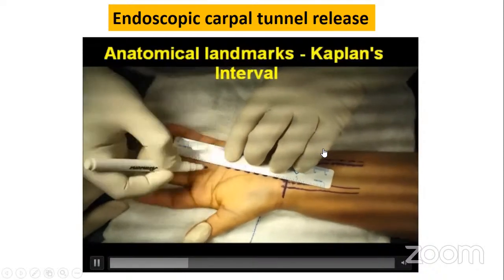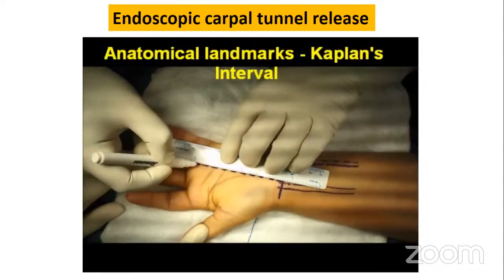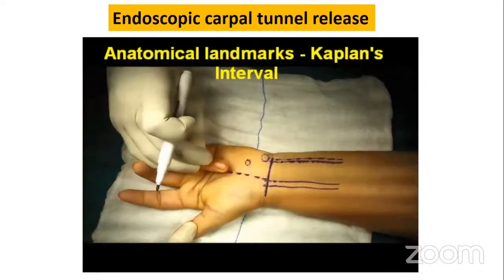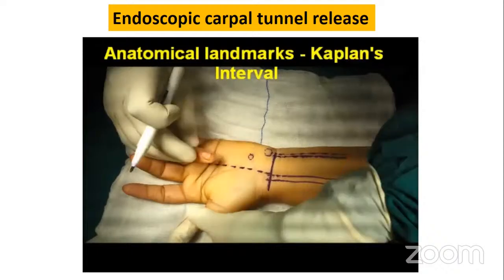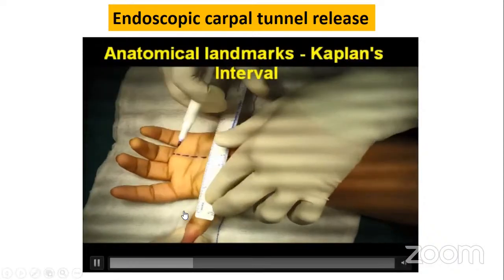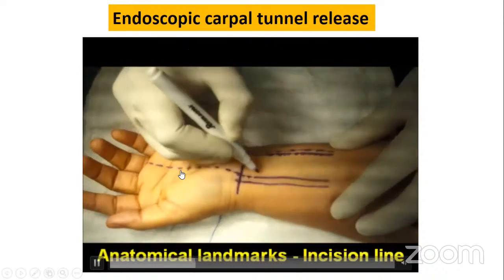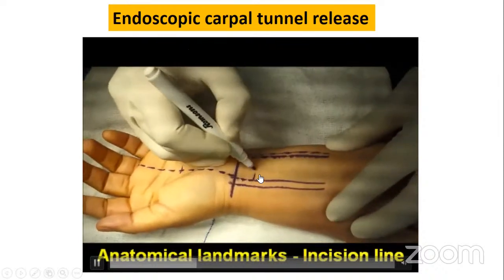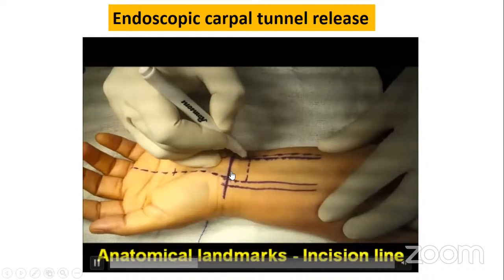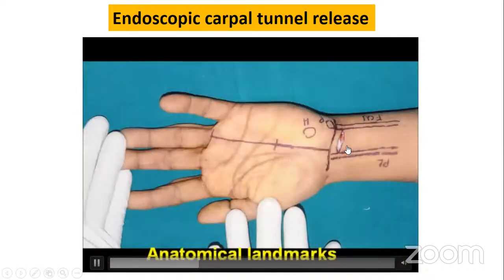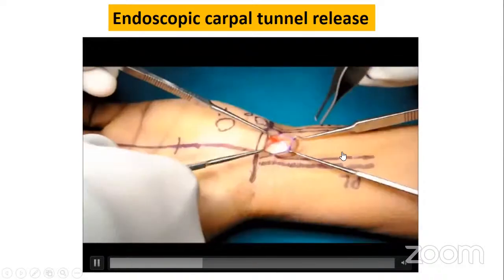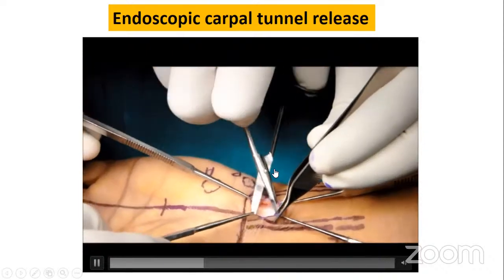Radial border of the ring finger. And the other line is along the first web crease, like this. I've not marked the entire line, I've just marked the junction there. This is a slightly bigger incision. Otherwise, I would go between the palmaris longus and FCR here. This is a bigger incision just for the demonstration, between PL and FCU. Otherwise, it will be between FCR and PL. So go here.